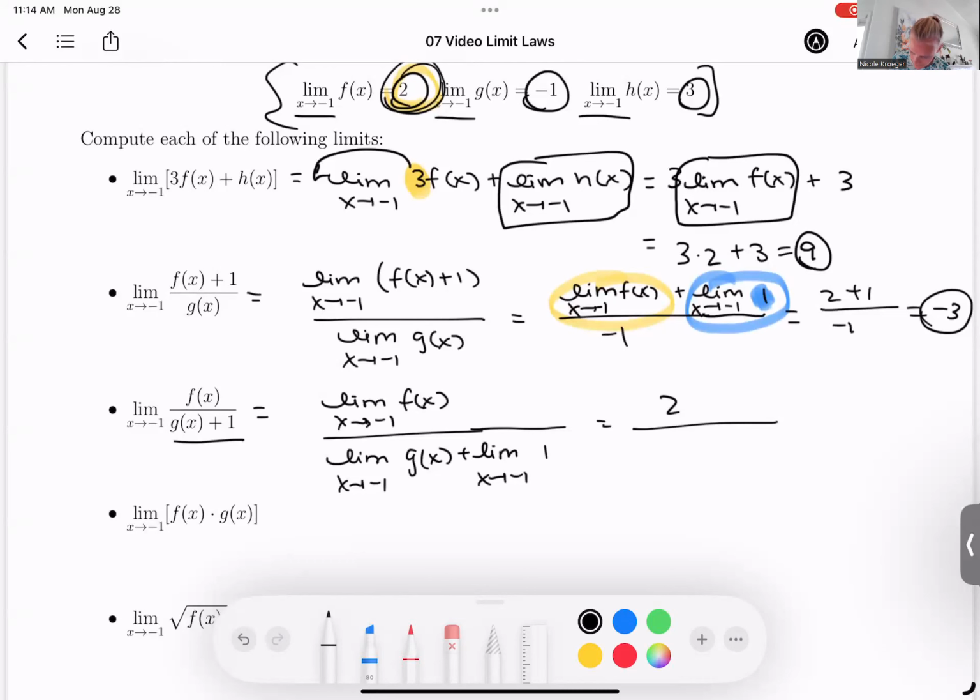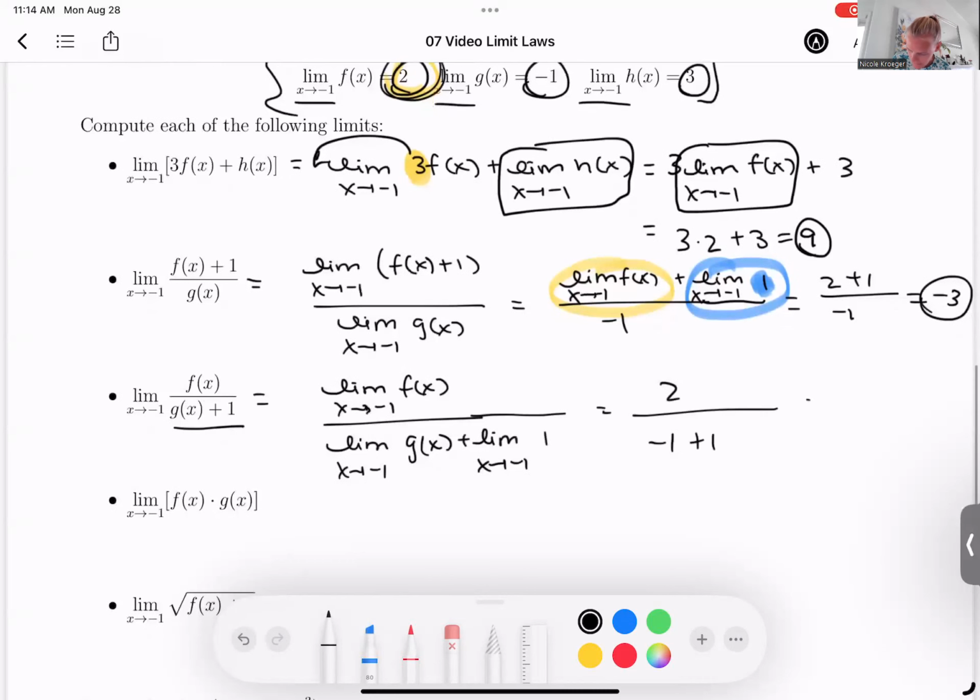My numerator is 2 from up here. The g(x) approaches -1, plus 1. We get 2 over 0. Getting 0 in the denominator is a problem. If you look at limit law number 5, it tells us that we can only use these limit laws if the denominator does not give me 0. So this limit law doesn't tell us anything. We can't do this. So we really have no idea what happens in this problem. Getting 2 over 0 does not mean that this does not exist. It doesn't mean it's equal to 0.